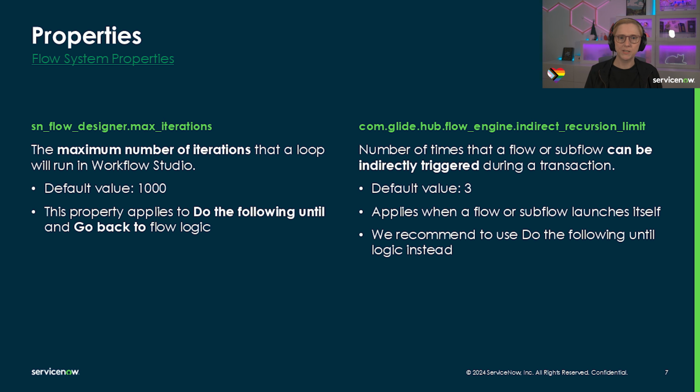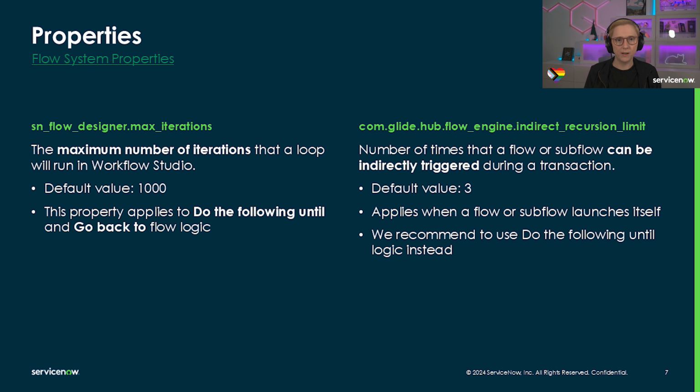As you may already understand from the use cases I just described, it is paramount for the performance of your instance that you always provide valid exit conditions from any loops you build. As a failsafe, there are different system properties and flow settings that protect your instance from infinite looping. The maximum number of iterations property applies to the do the following until and go back to flow logics. The default value is 1000, and we strongly recommend to not increase this beyond 1000.